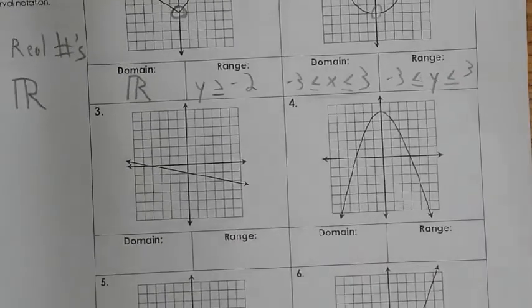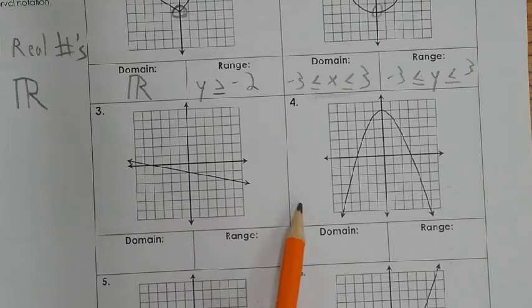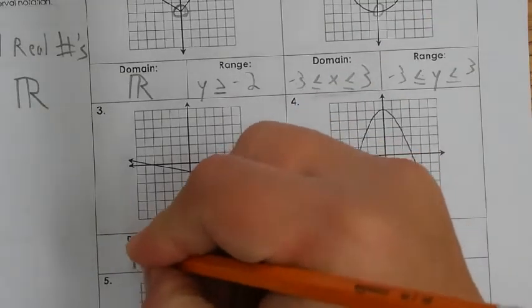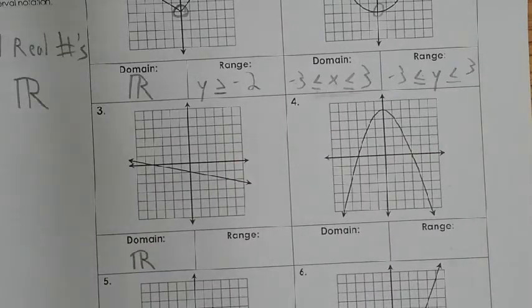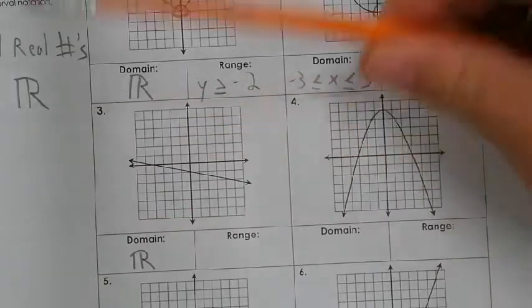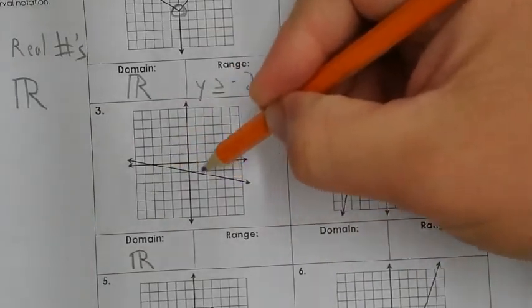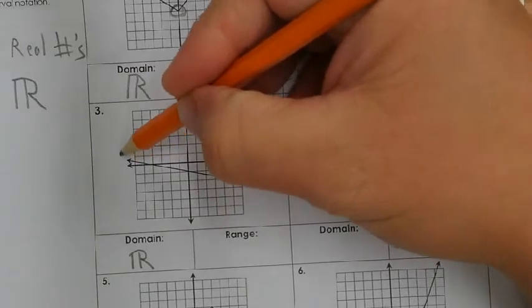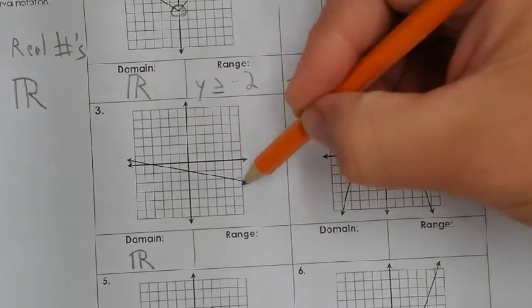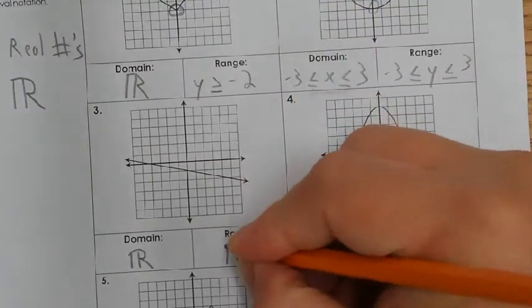Okay, number 3. How long does it go left? Forever. How long does it go right? Forever. So what's the domain? All real, that funky looking R. Okay, what do we notice about the range? How long is it going up? Notice this is slowly going up, but for how long? Forever. And then this is slowly going down. How long is it going down? Forever. So the range for that is all real.